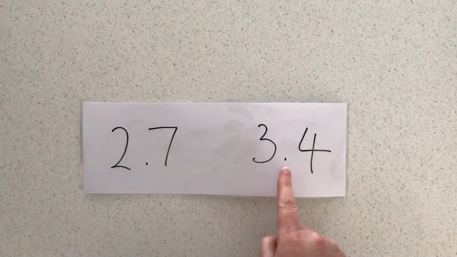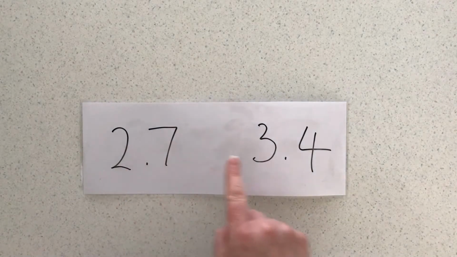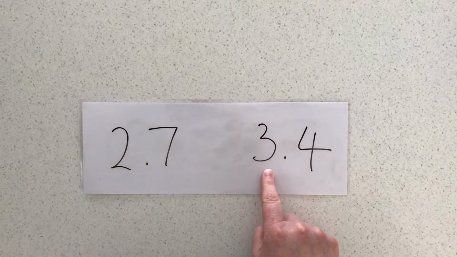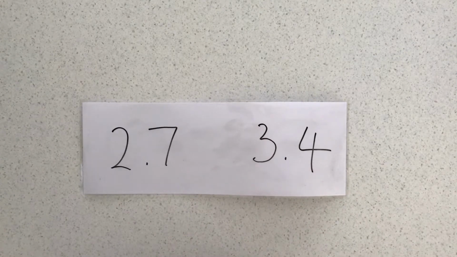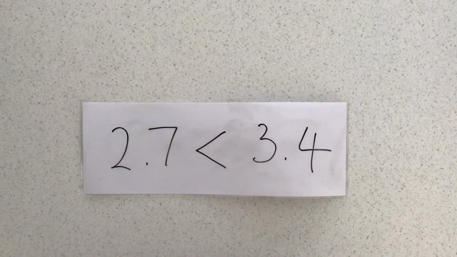2.7 and 3.4. To compare two numbers, we compare digits with the same place value, starting with the largest place value digit. The ones digit has the largest value, so we can compare the ones. 2 is less than 3. So 2.7 is less than 3.4.